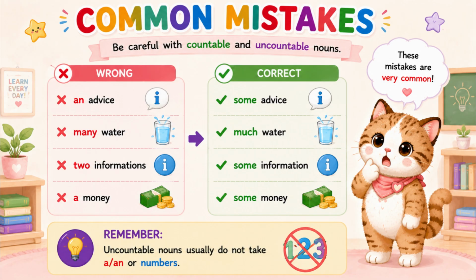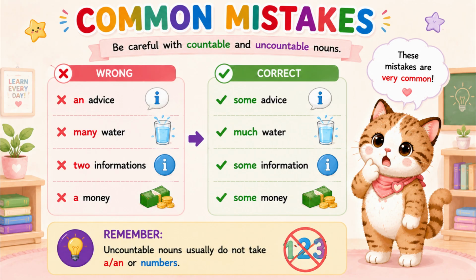Many water is incorrect. The correct one is much water. 2 informations is incorrect. Should be some information. A money is incorrect. We should say some money.